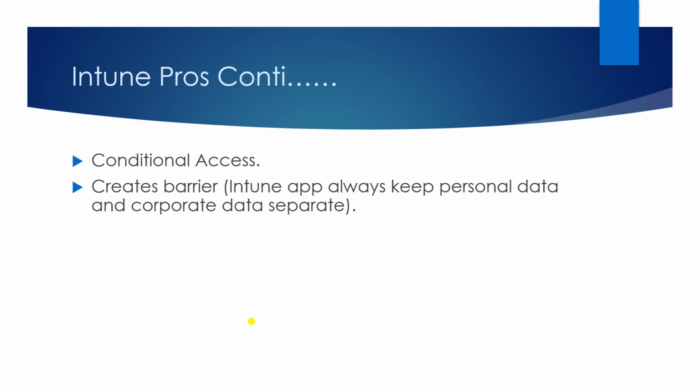Now, we have an option for the create barrier. Create barrier is something like Intune app always keeps personal data and corporate data separate. That topic I explained in the data protection also. So create barrier is part of data protection. When we are creating a policy, your personal data and your official data should be separate and should not merge. So you cannot copy your company data into personal data; both things will be separate.